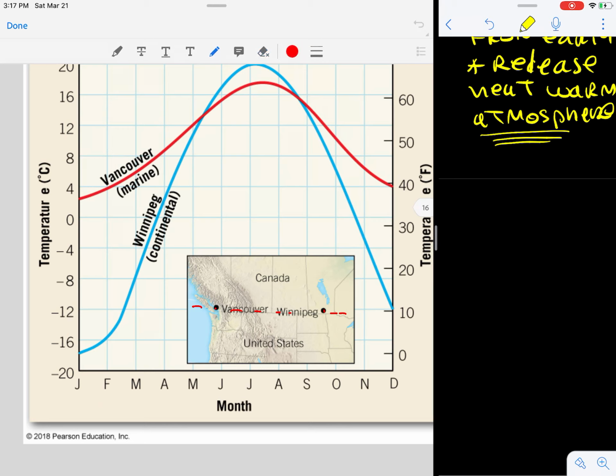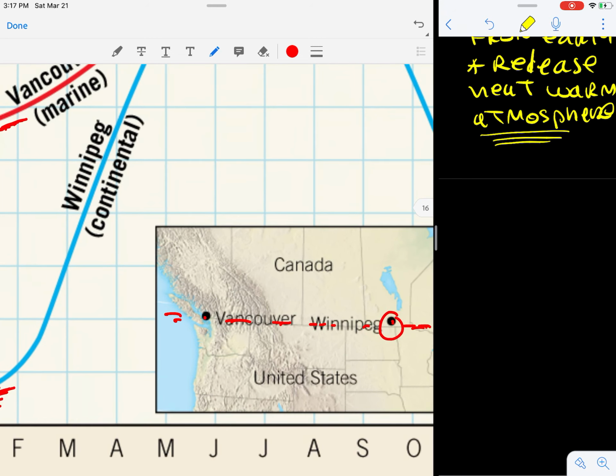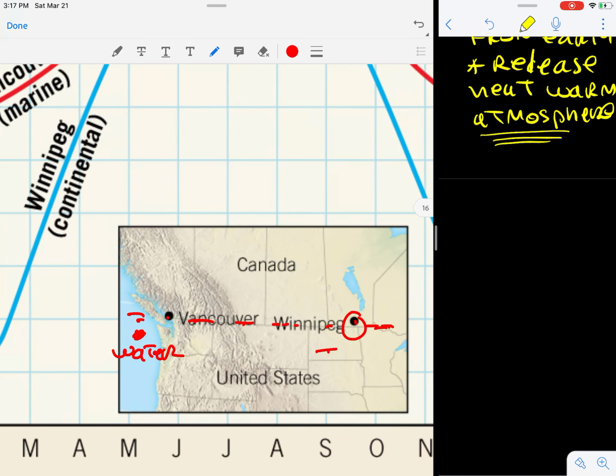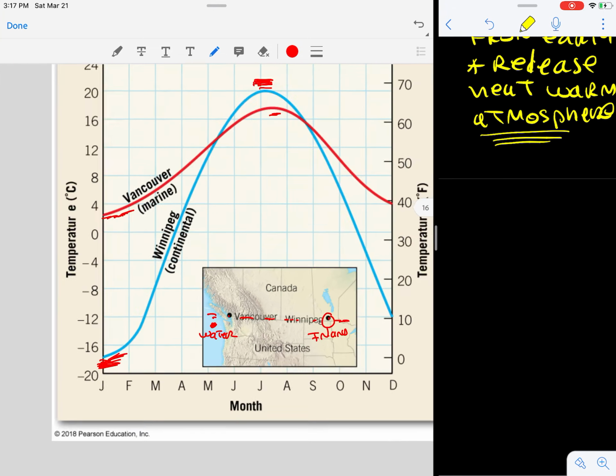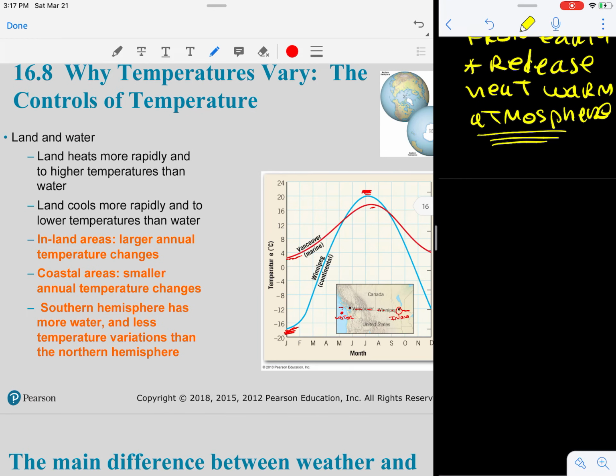So what you find is that in Vancouver, that's going to be the red line, it's cold in the wintertime, and it's warm in the summertime. But if you look at Winnipeg, in wintertime it's even colder, and in the summertime it's even hotter. So they're at the same latitude. The only thing that makes a difference is that Vancouver's by the ocean or by water, and Winnipeg is inland. So what you wind up finding is that something else that affects your climate is the terrain.